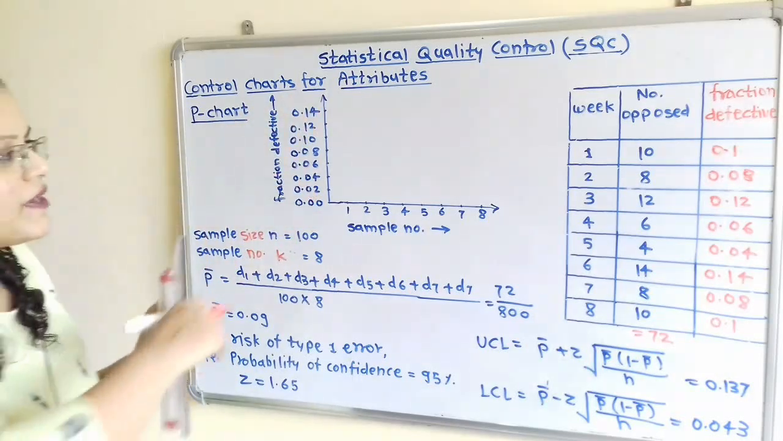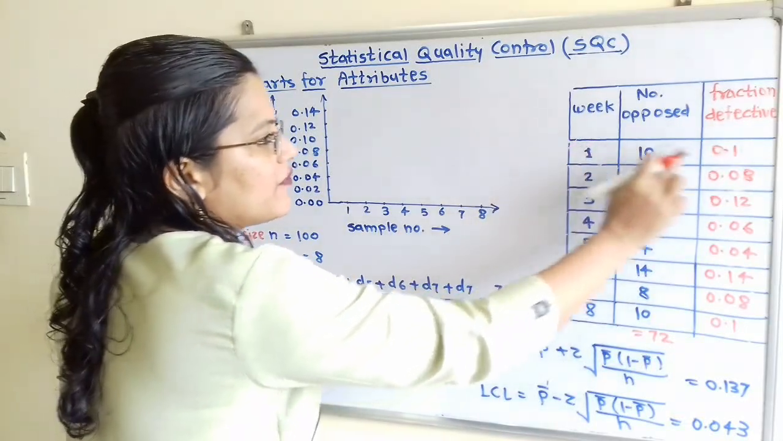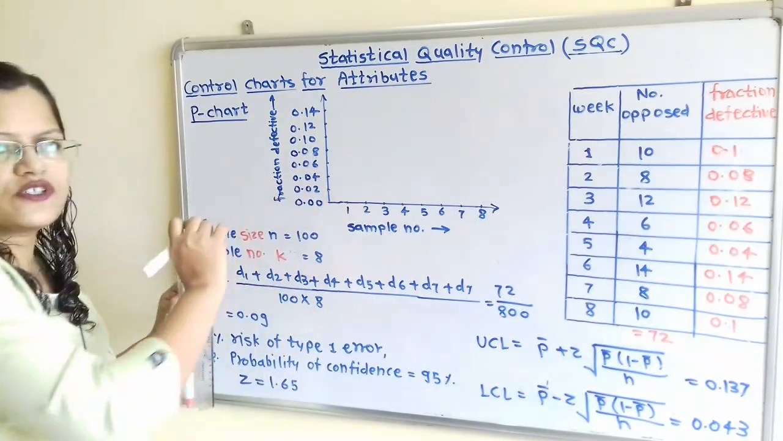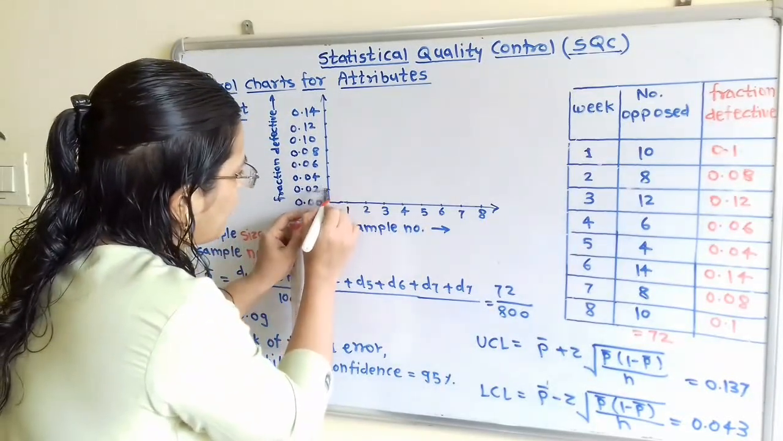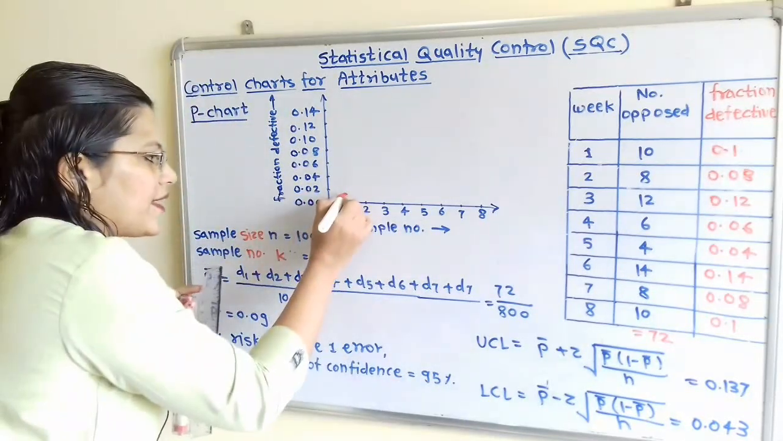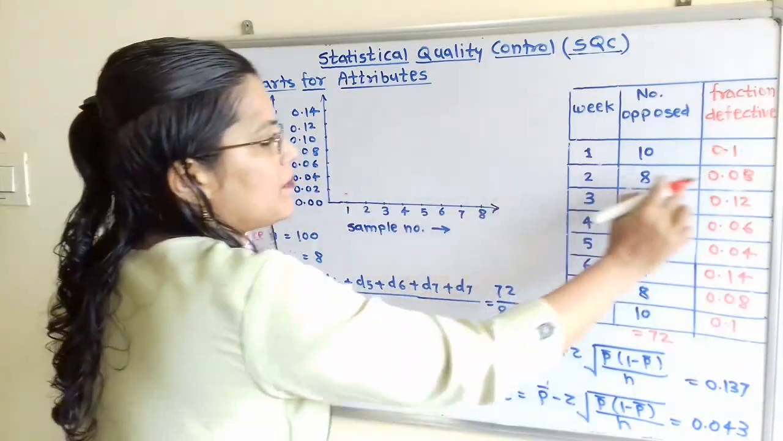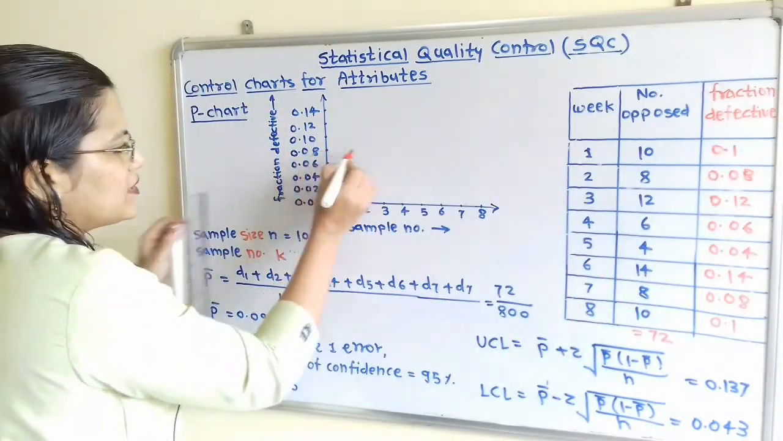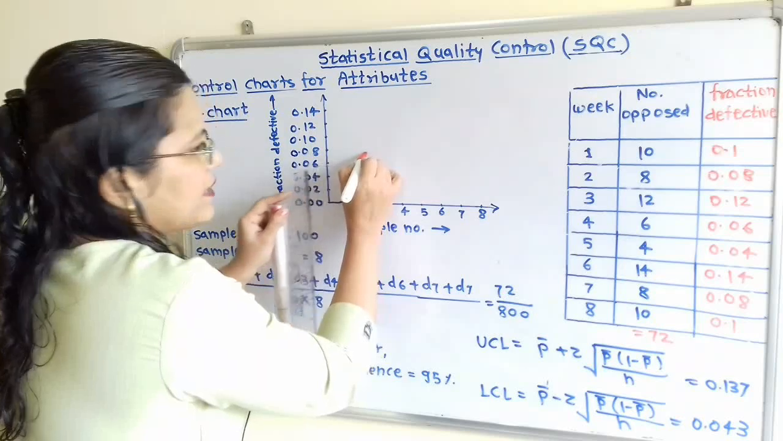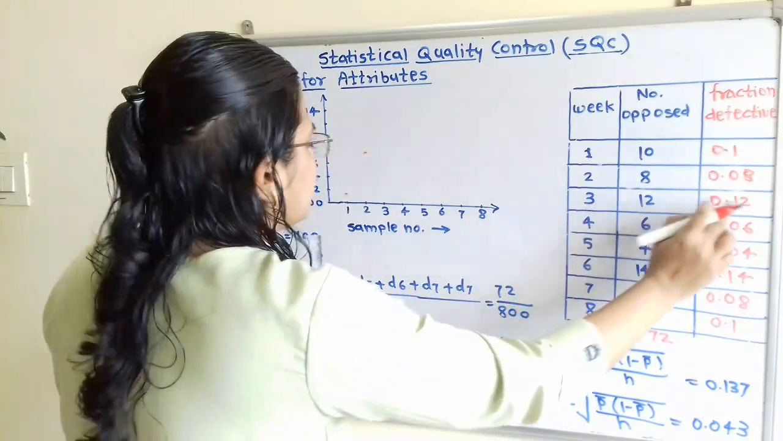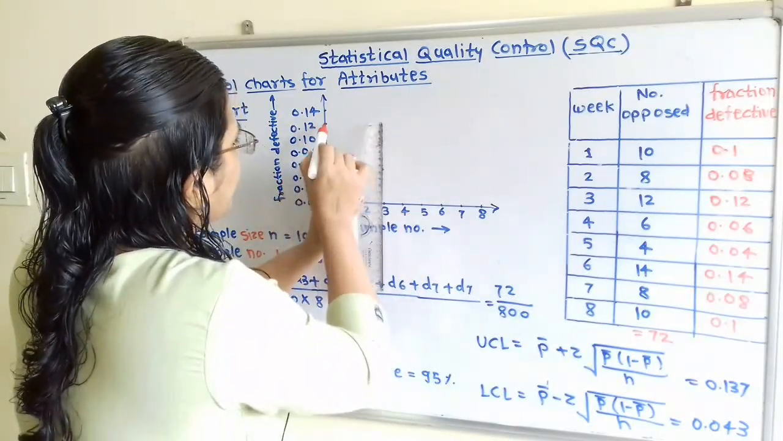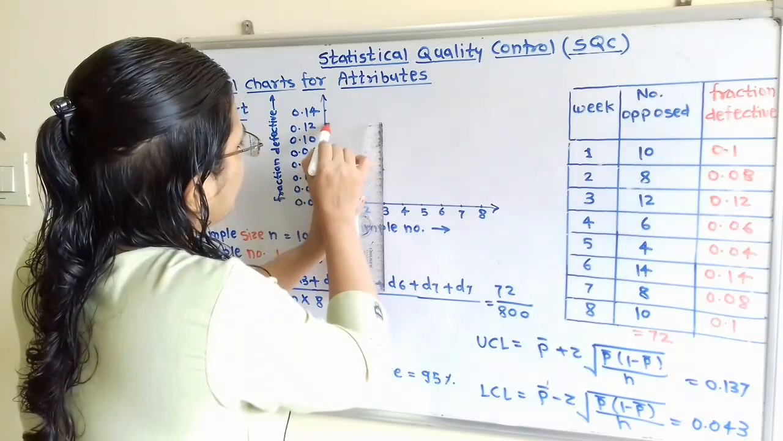So here we will plot for sample number 1 the fraction defective 0.1. It is in between 0.00 and 0.02, so we will select the middle point here and make one point at this middle point. Then in the same way, for sample number 2 it is 0.08, so I will make one point here. Then third it is 0.12, so for this third sample we have to plot here as 0.12.